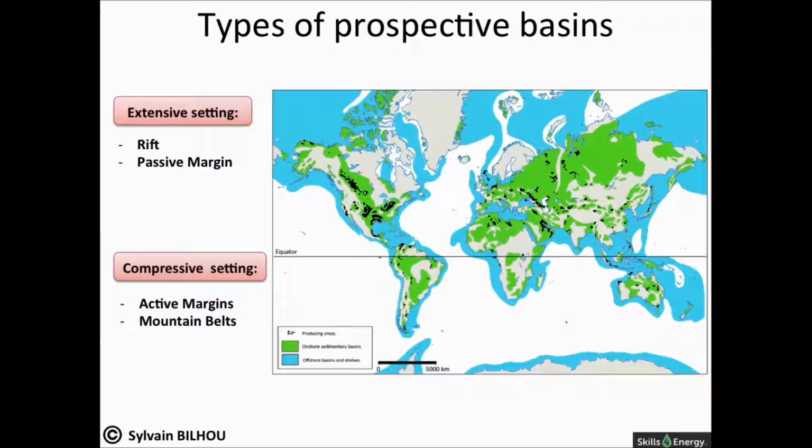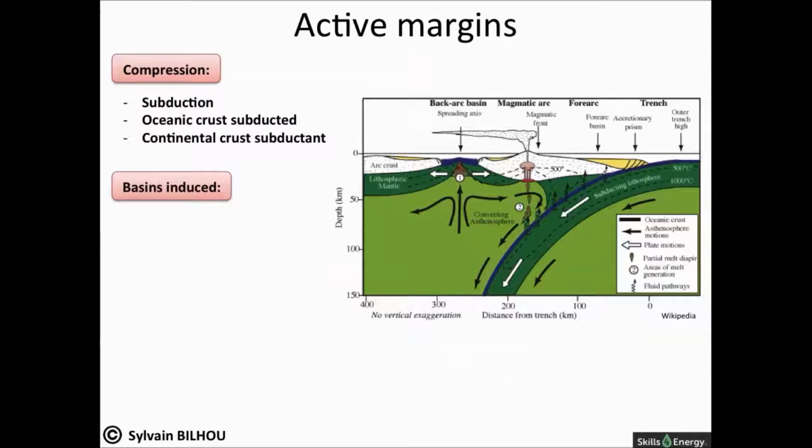I will now describe the basins located in compressional tectonic settings. I will start by talking about active margins. An active margin, or subduction zone, is a convergent plate boundary where one tectonic plate moves under another and sinks into the mantle as the plates converge.